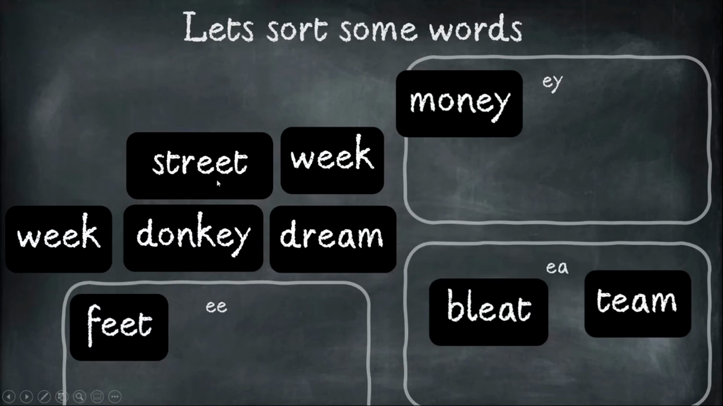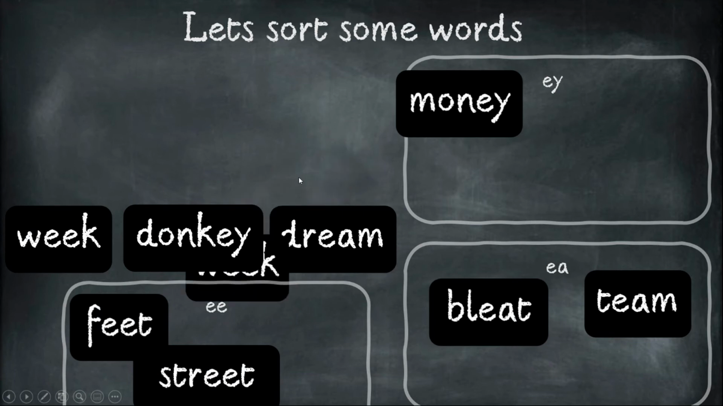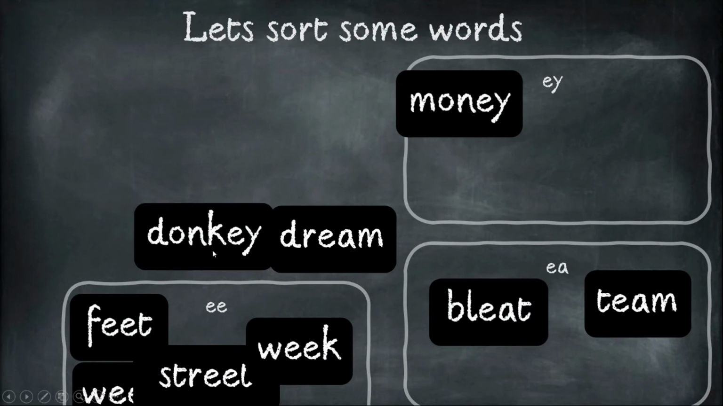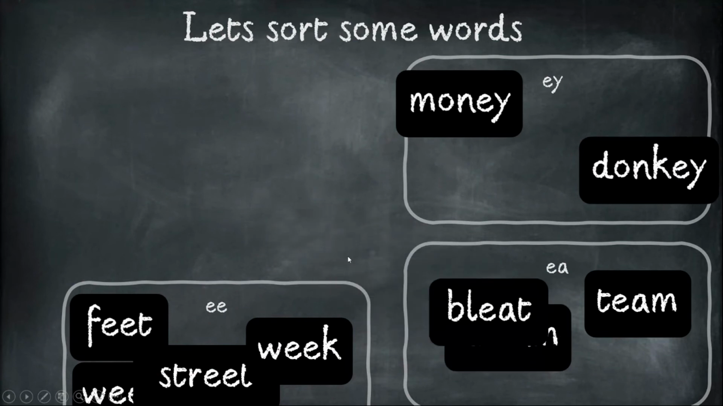Here's the word street that has the double E making the E sound. And so does the word week. Here's the word donkey, which ends with the EY. And finally, the word dream, the E sound is being made by the EA.